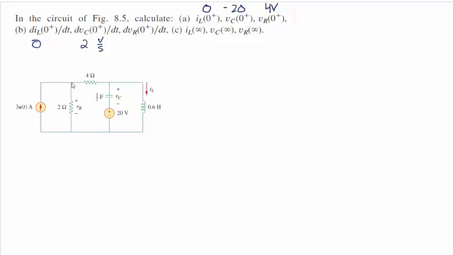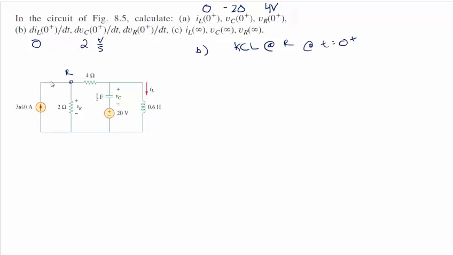So we need to find the rate of change of the voltage at that node right here. Oh, it looks like a node equation, so I'm going to do KCL. I'm still on part B right now. I'm going to do KCL at node R, because I called that node R, at t equals 0 plus.